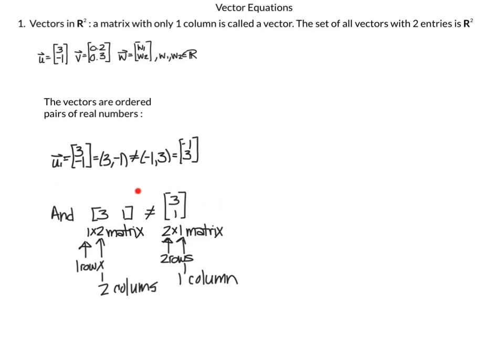If it helps you, you can think of these matrices as representing systems of equations. So this would be 1 equation with 2 unknowns, whereas this could be 2 equations with 1 unknown each equation.